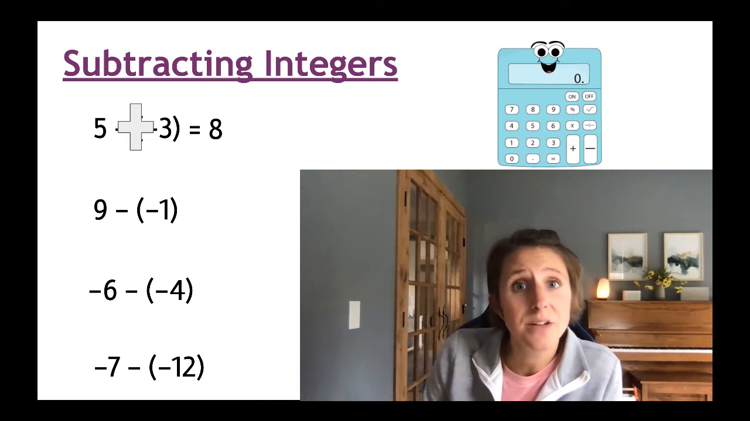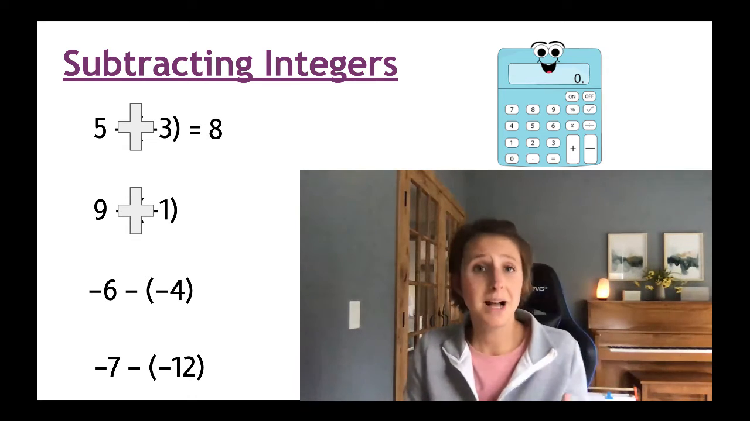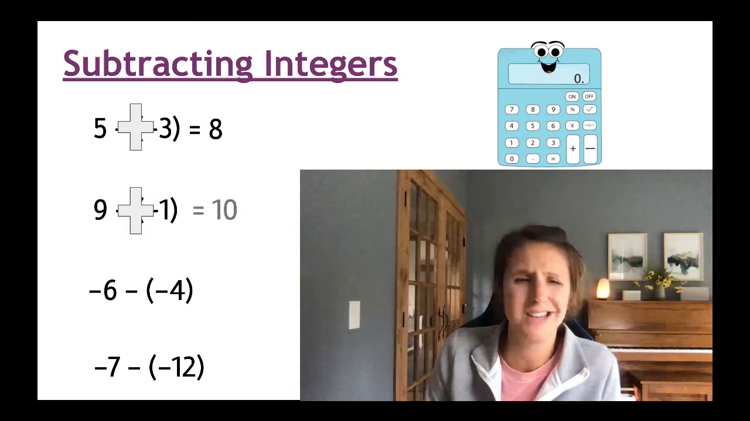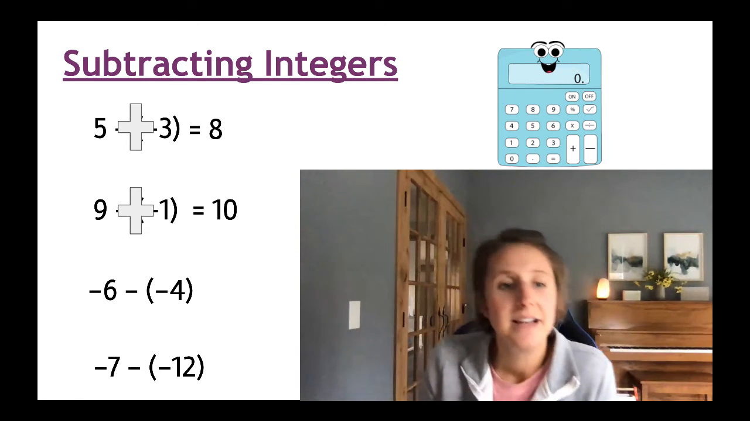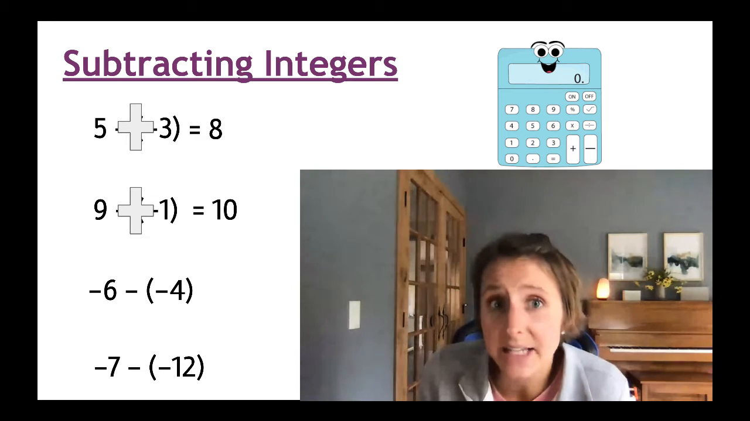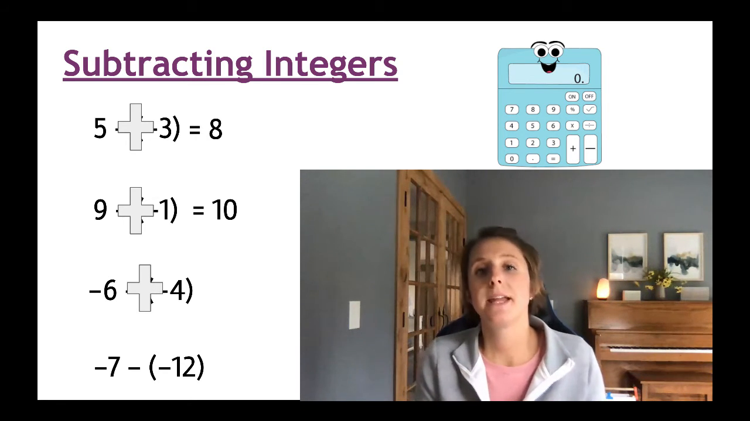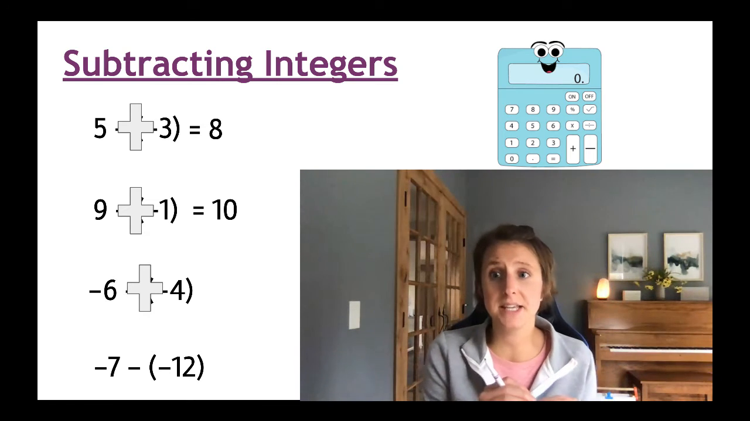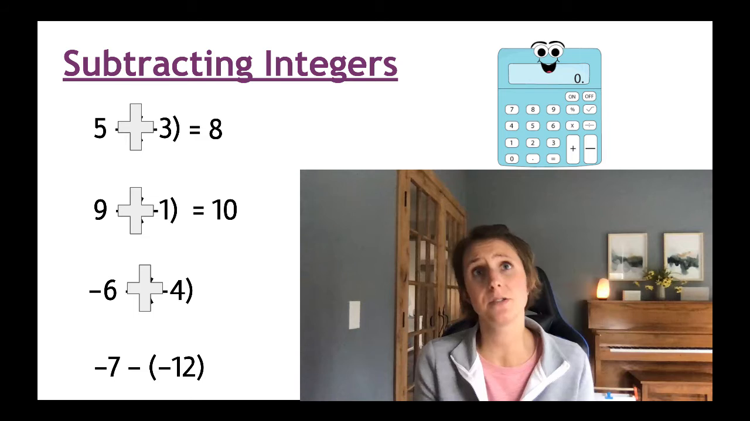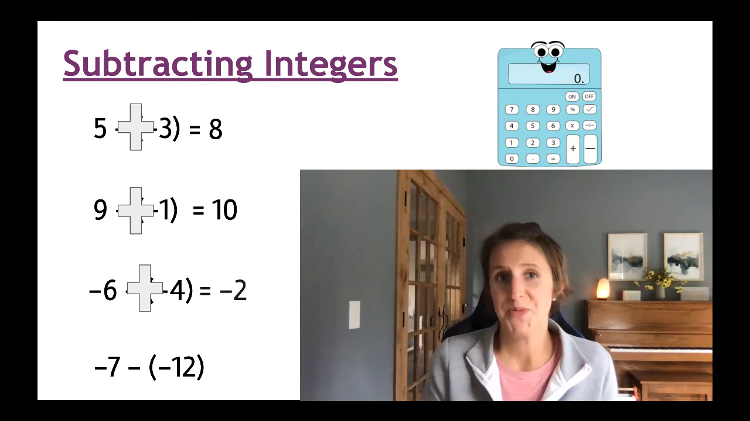9 take away a negative 1. You're taking away the negative. The default is positive. So it's the same as 9 plus 1. You know that. You know 9 plus 1 is 10. Negative 6 minus a negative 4. It's the 2 negatives directly next to one another. That changed to a positive. Negative 6 plus 4. You're at negative 6. Take 4 steps towards the positive numbers. Where are you at? Negative 2.